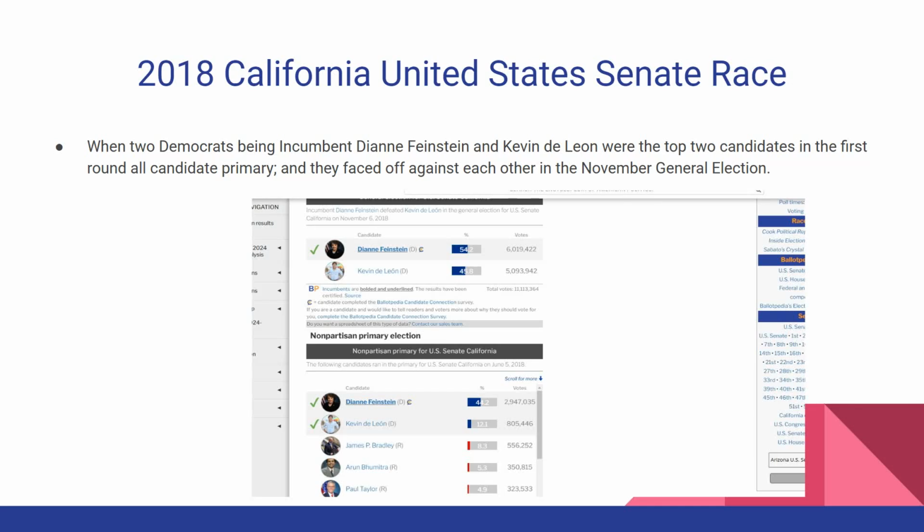They were able to set aside their partisan loyalties. They were able to set aside their differences with a candidate, and they were able to pull themselves together. But it still wasn't enough for Kevin de León to defeat Dianne Feinstein, since the late Senator Dianne Feinstein still won re-election.